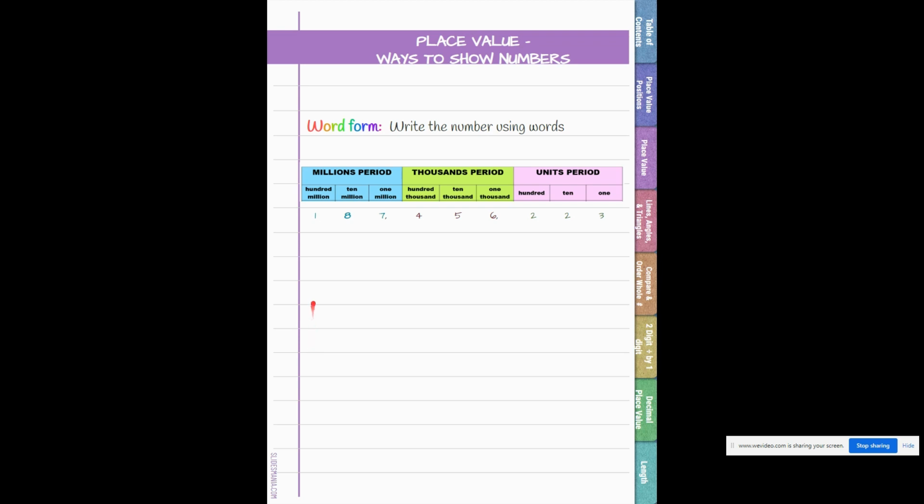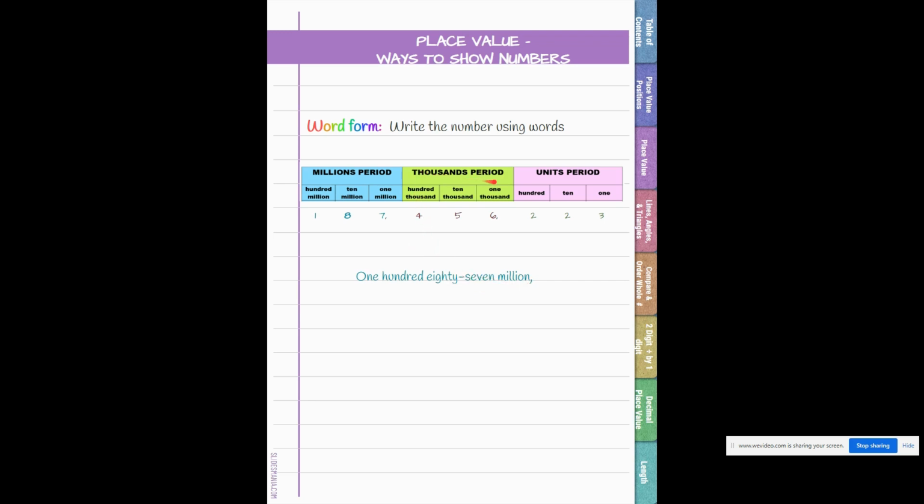Another way to show numbers is word form. Write the number using words. So here we have our number that we're going to write in word form. And if you notice, it's separated by the commas. So we read those 3 numbers here in the period, and then we add the name of the period that it's in. So for example, we have the number 187. The comma represents million. So we write down 187 million, and we place our comma.